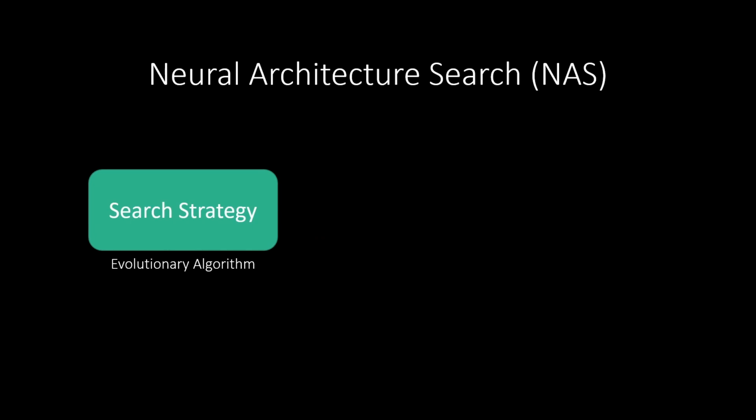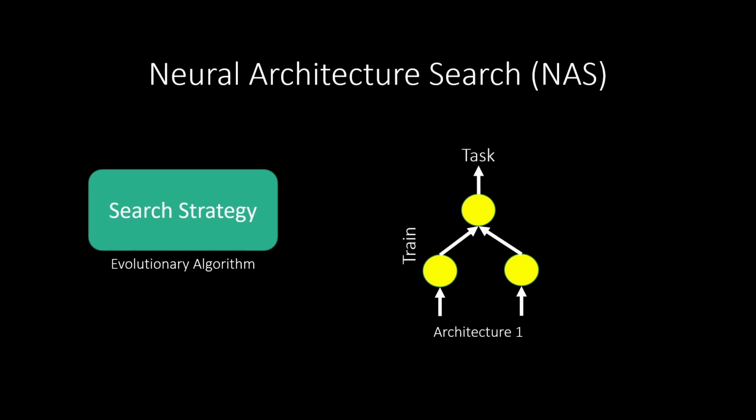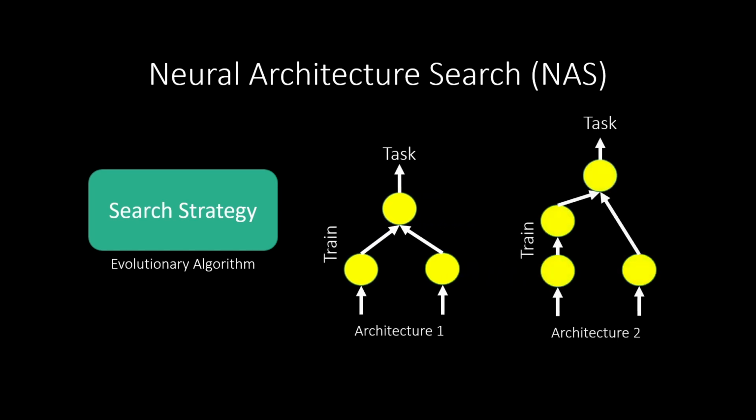Now, for any search strategy, you will need a way to evaluate a particular architecture, such as architecture 1. What you can do is train architecture 1 on the given task and then use the trained weights to evaluate its performance. You will have to do the same thing for another architecture as well, and so on. This is normally the bottleneck of neural architecture search methods.